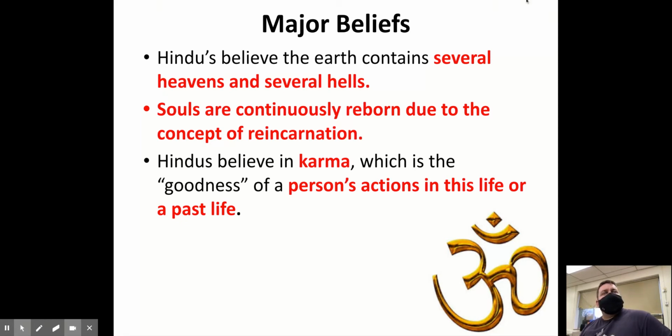All right, so major beliefs. They have some interesting ideas about the afterlife. Mostly, you get reincarnated over and over and over again. But in the end, there are also several heavens and several hells after that cycle of death and rebirth. So the idea is reincarnation. You are continuously reborn.